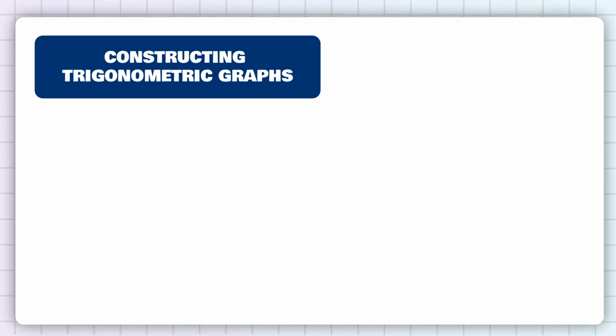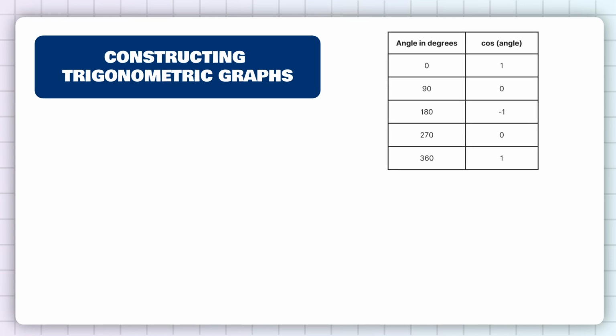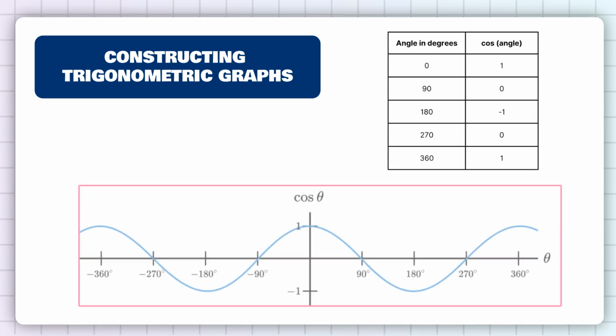For the cosine function, we get a slightly different set of values. Plotting these points shows that the cosine function also creates a wave, but it starts at 1 and follows a similar pattern of repeating every 360 degrees, moving through 1, 0, -1, 0, and back to 1.